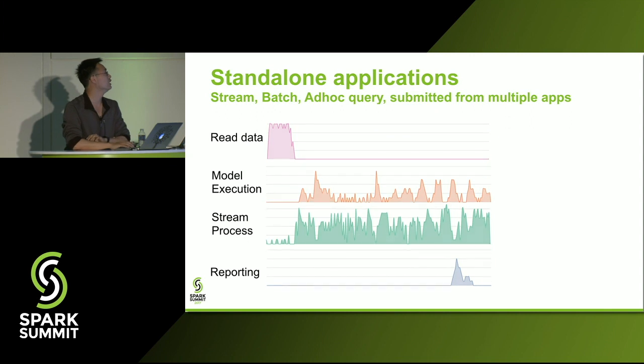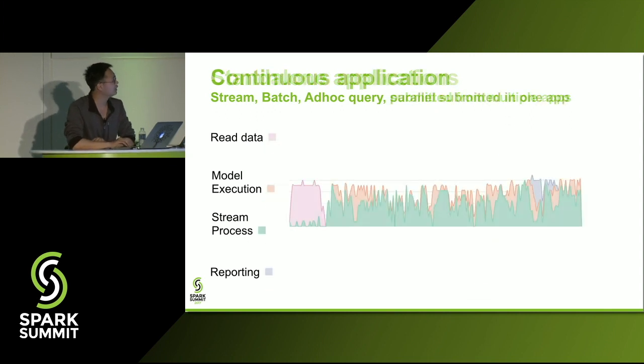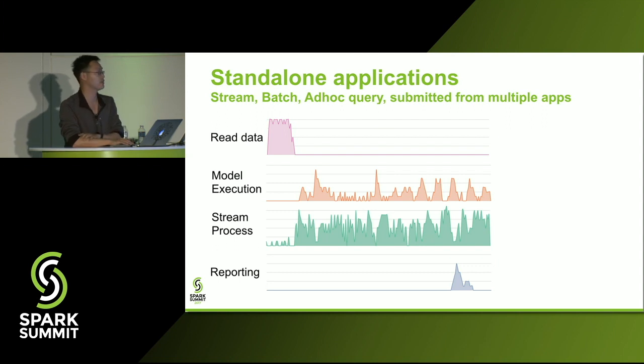So that is to say, submitting your jobs one by one in different applications is actually not an optimal solution. Let me go back. And then the stream process is a graph that everybody can expect. You have a streaming job that is long running, and then you have batch and batch and batch. You're going to see spikes and after spikes.